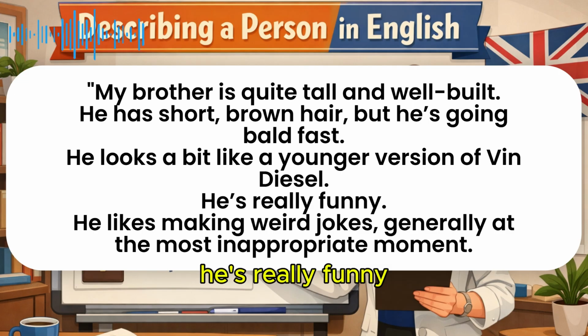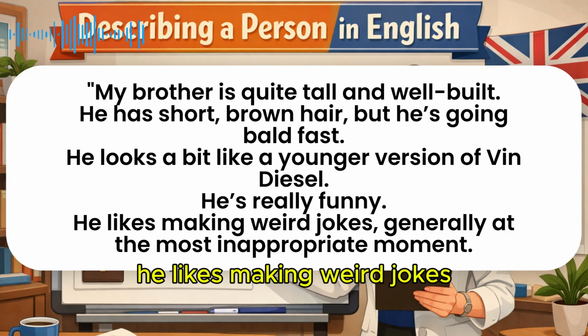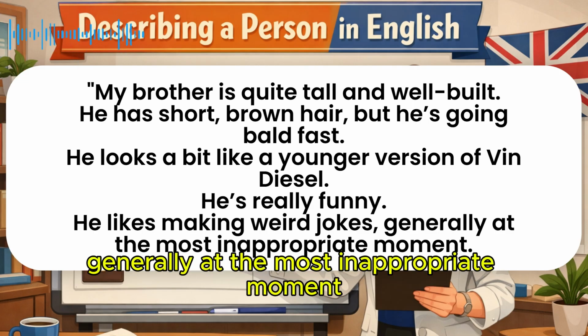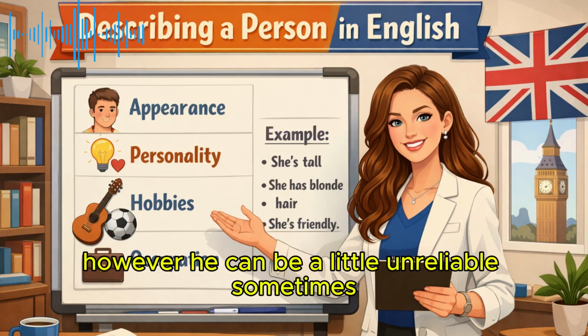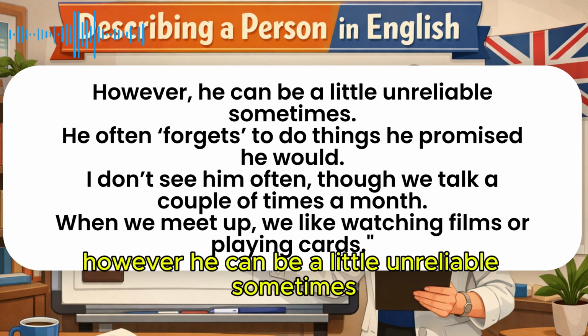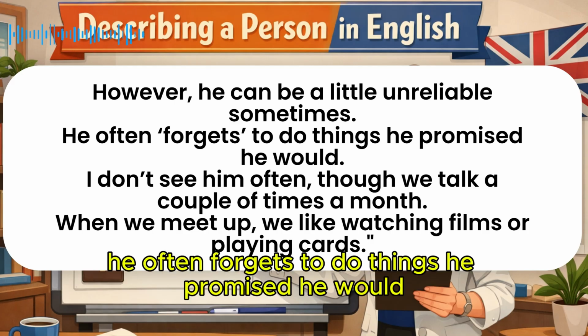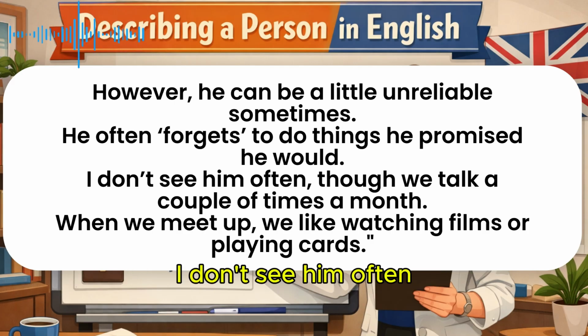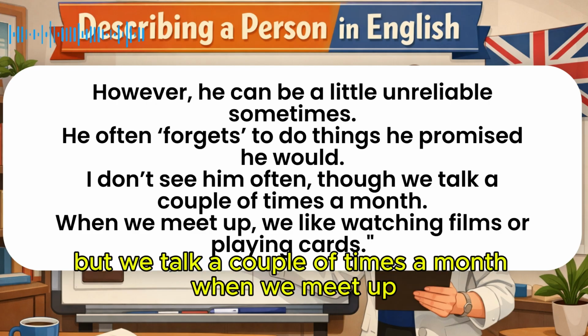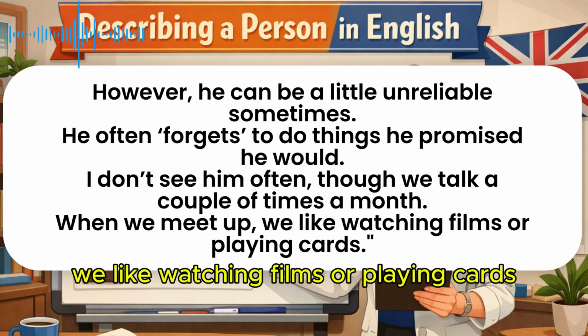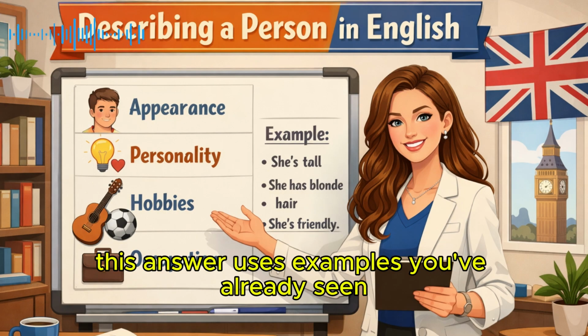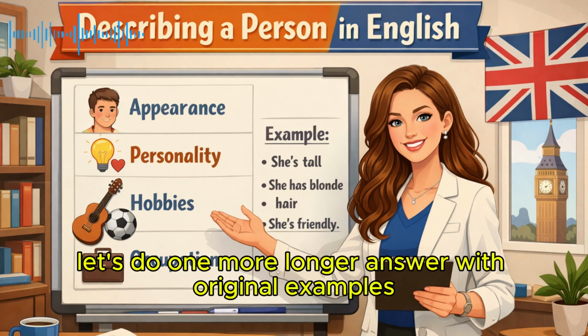He's really funny. He likes making weird jokes, generally at the most inappropriate moment. However, he can be a little unreliable sometimes. He often forgets to do things he promised he would. I don't see him often, though we talk a couple of times a month. When we meet up, we like watching films or playing cards. This answer uses examples you've already seen. Let's do one more longer answer with original examples.